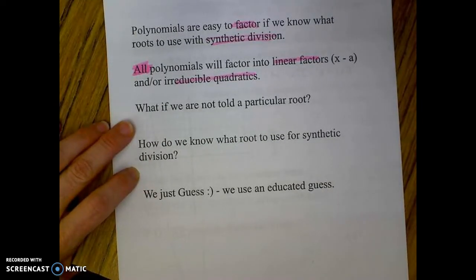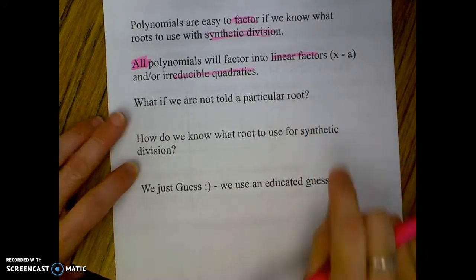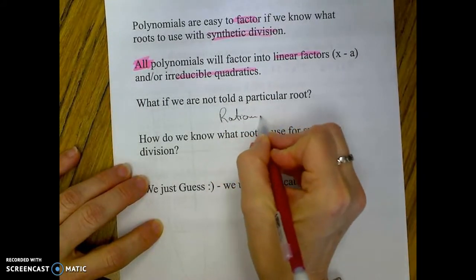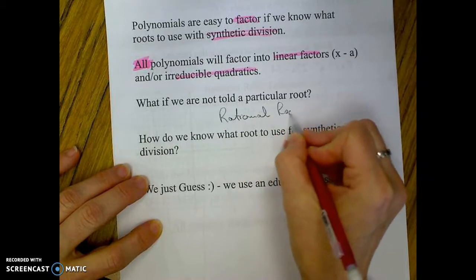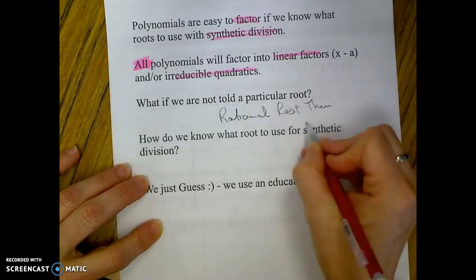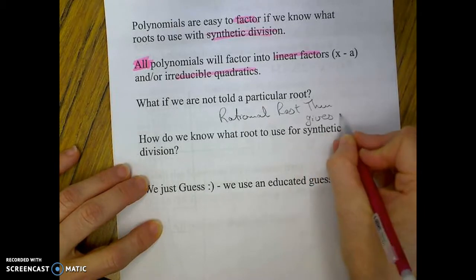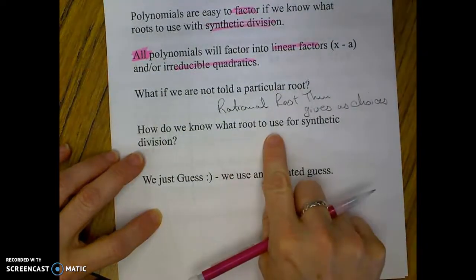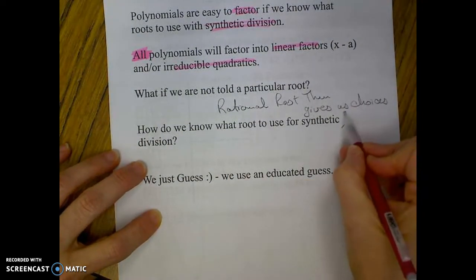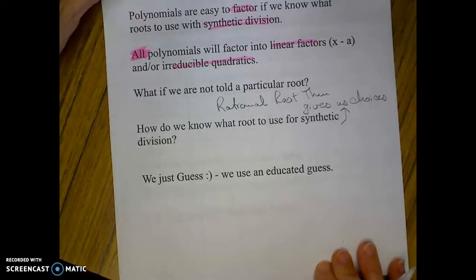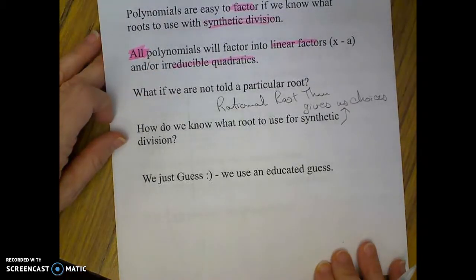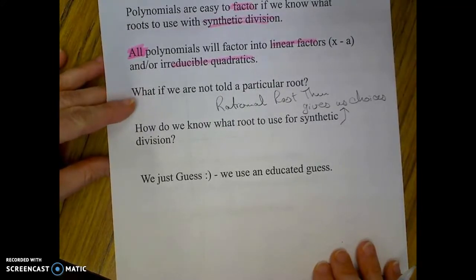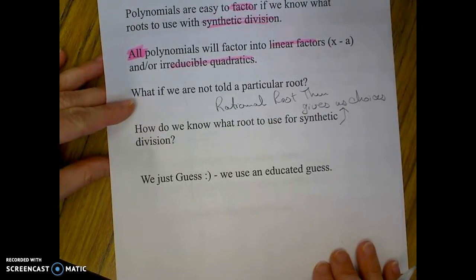What if we're not told a particular root? Well, that's where the rational root theorem comes into play. Rational, because we're getting rational numbers, the rational root theorem gives us choices. How do we know what roots to use? Well, rational root creates an educated guess. So you're not just starting, oh, I'll divide by 1, I'll divide by 2, I'll divide by 3, and so forth. You're going to make a list of all the possible choices and then choose from that.